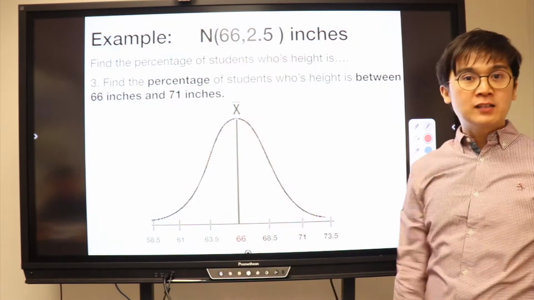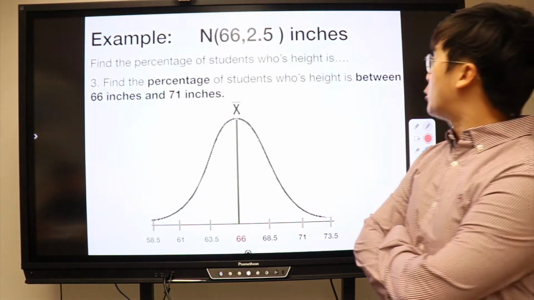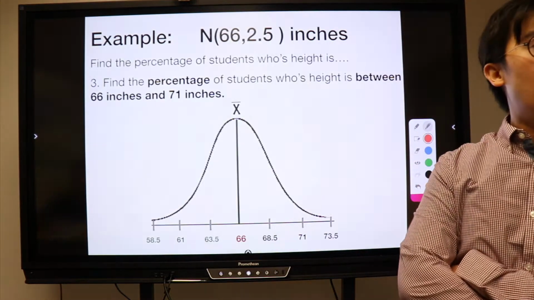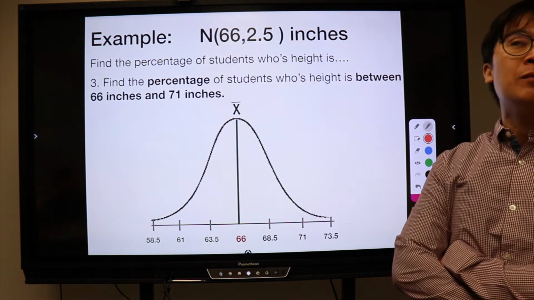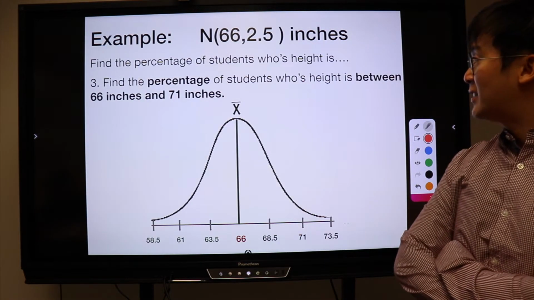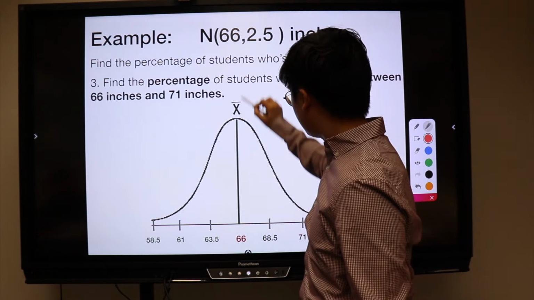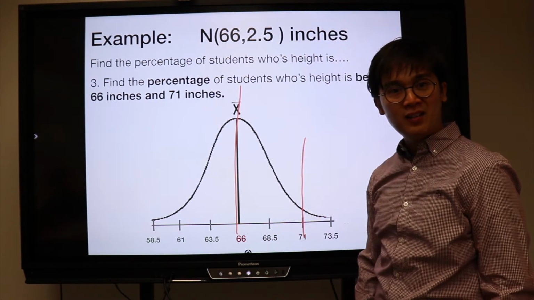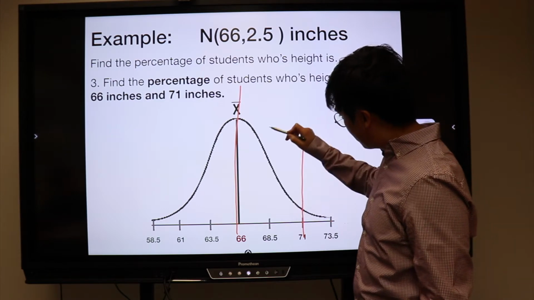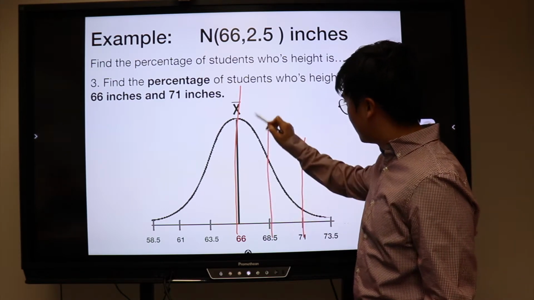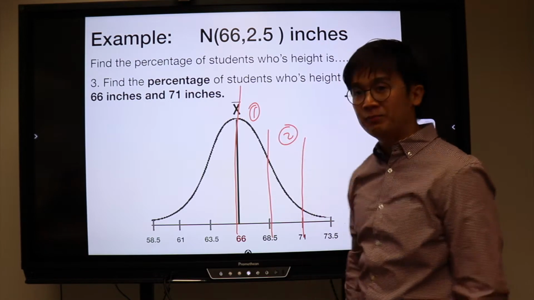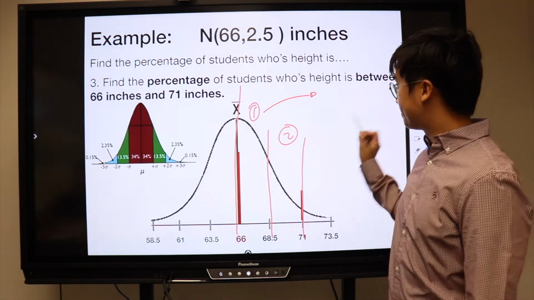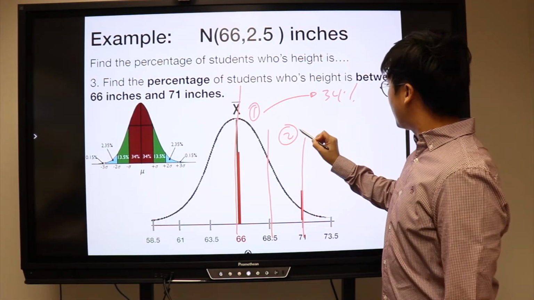Okay, answer this. Find the percentage of students whose height is between 66 inches and 71 inches. What is the percentage of Barstow Community College students whose height is between 66 inches and 71 inches? This much right here. So that means I'm seeing two partitions, 1, 2. Now, tell me the area under the curve in our first partition. 34. What about the second one?